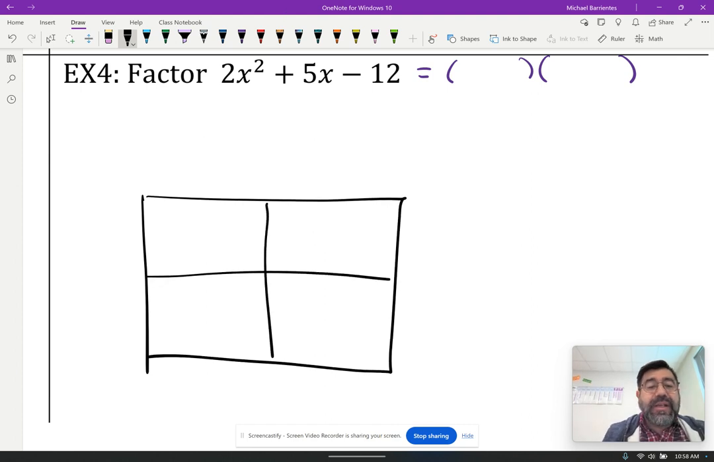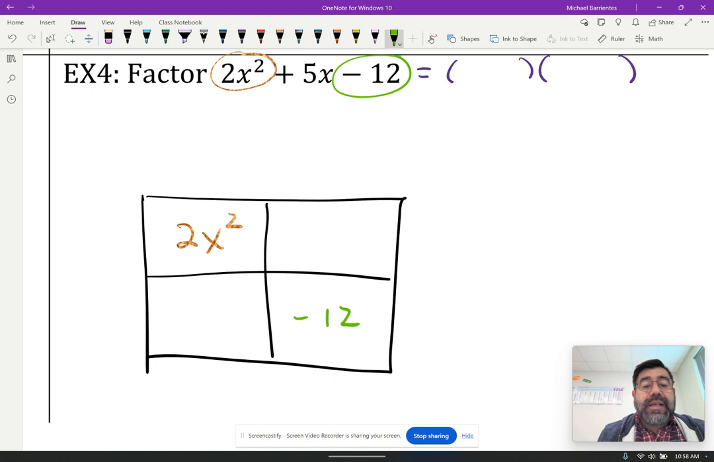4 squares. What do I put in the first square? The first term. What do I put in the last square? The last term. And then we have to figure out what to put into these 2 squares because we only have one more term left. So we're going to multiply.